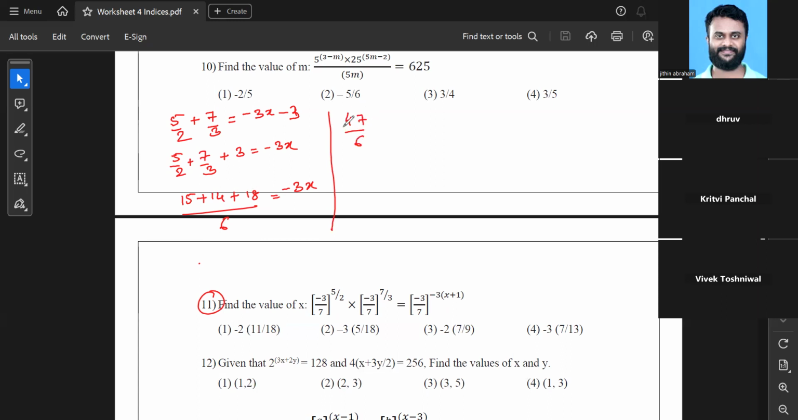47 divided by 6. That is equal to x, minus 47 divided by 6. Sir, how did you get minus 47? Yes, and how did you get minus 47? My bad. It's not minus, I'll tell you.